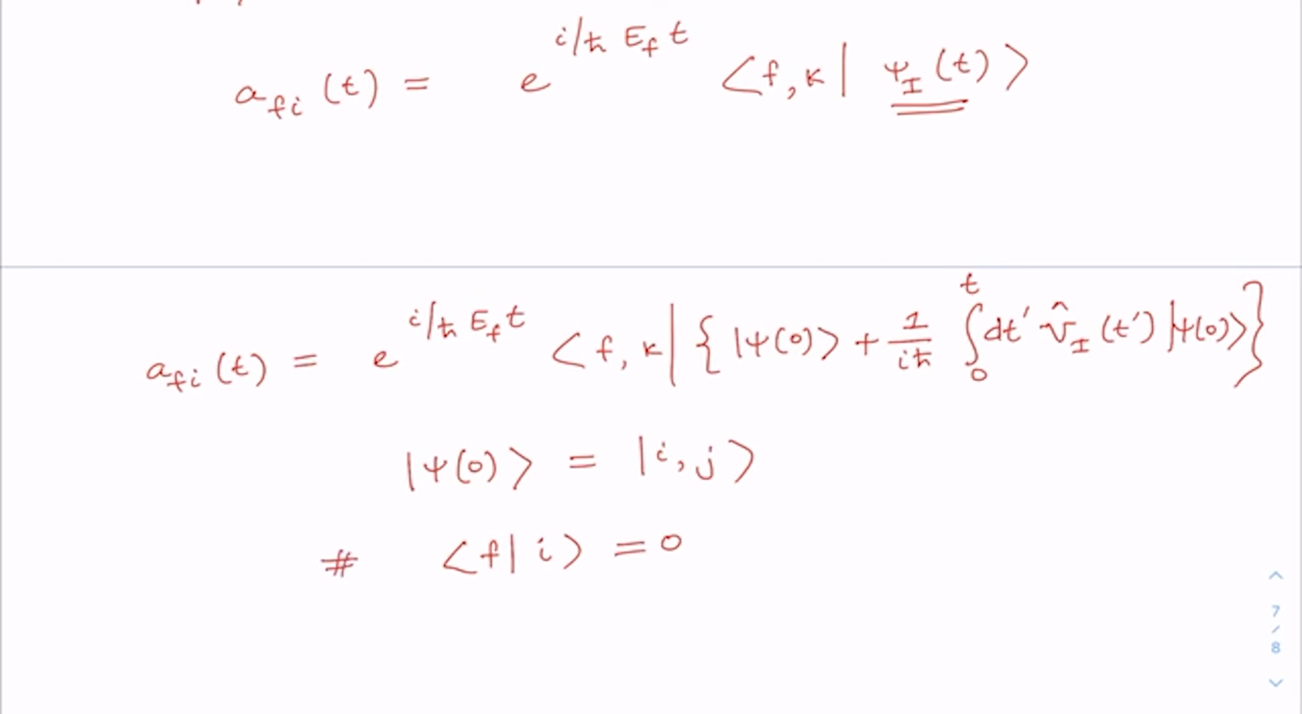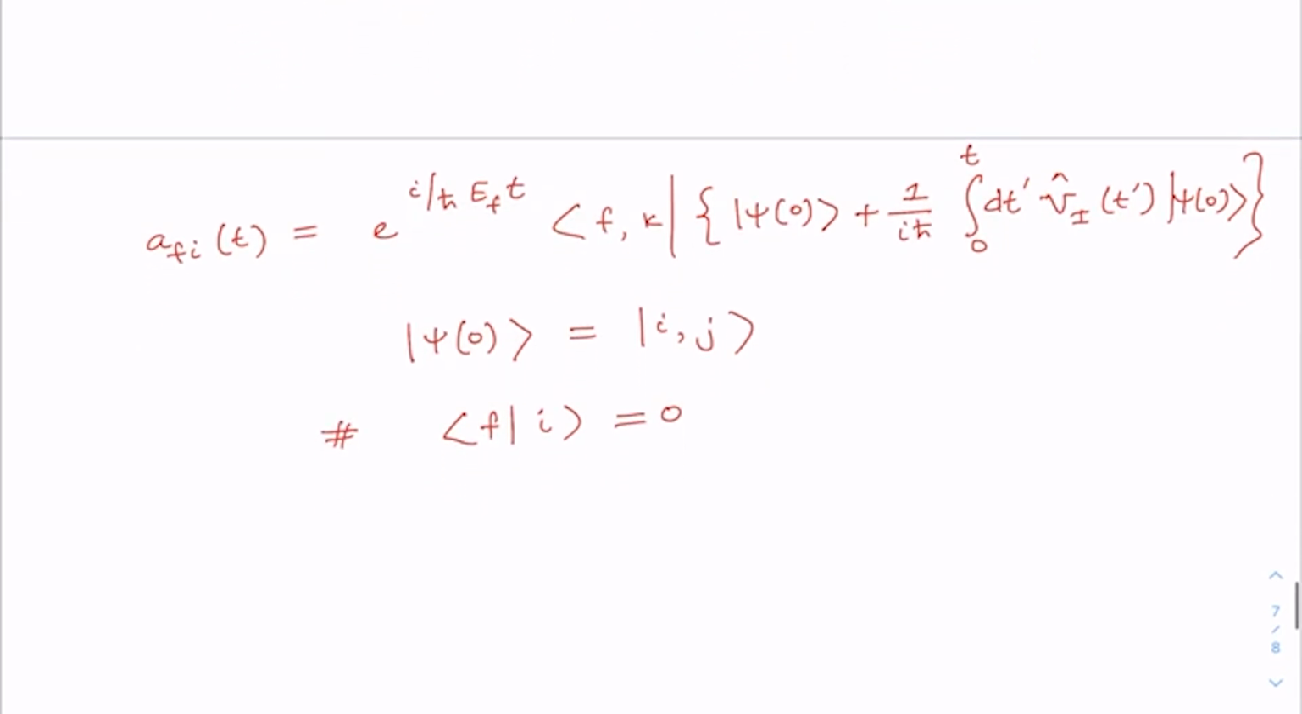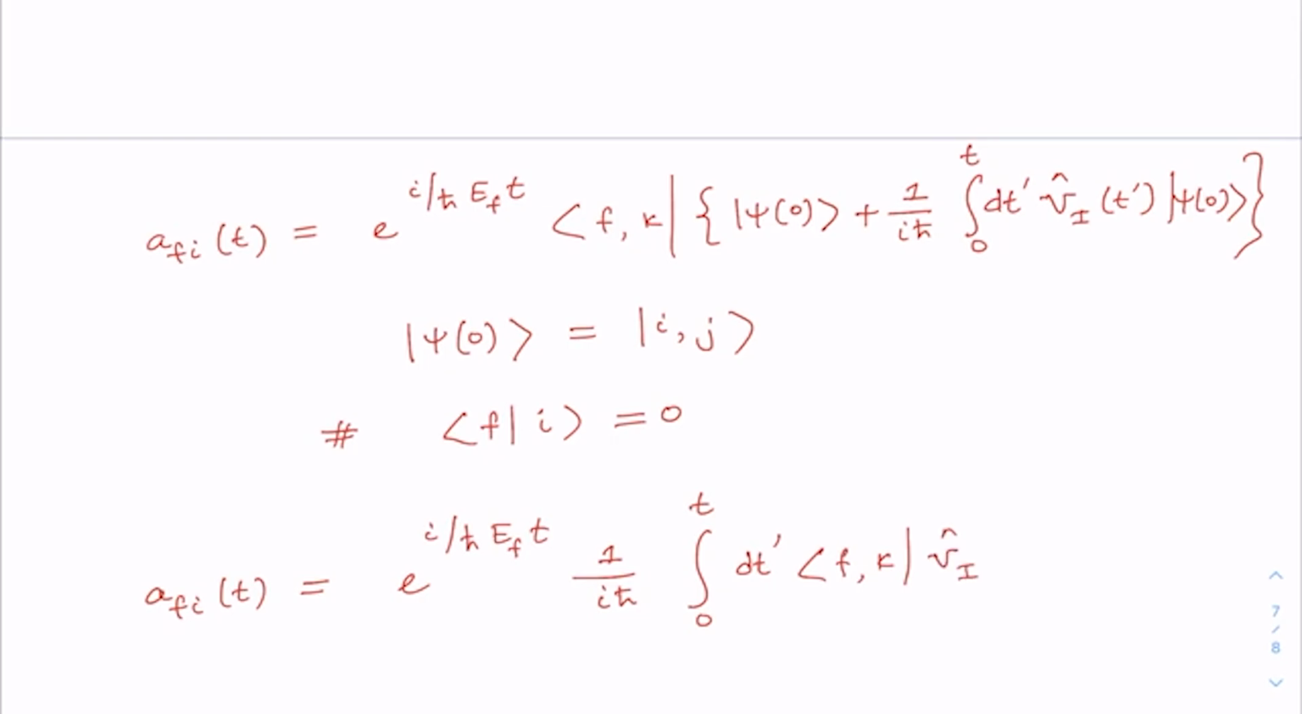This we know, and because of that I can write A_fi. It's easy to see that I can write it as simply e to the power i by h cross E_f t, times 1 by i h cross, integration 0 to t dt dash, <f|V_I(t')|i>.